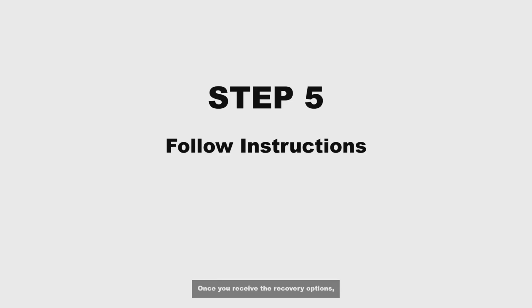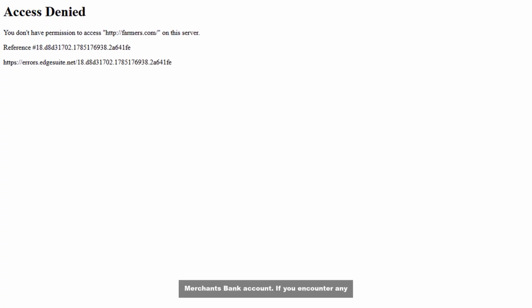Step 5. Follow instructions. Once you receive the recovery options, carefully follow the instructions provided by the customer service representative. This may involve resetting your password or updating your account information. After completing these steps, you should be able to regain access to your Farmers and Merchants bank account. If you encounter any issues, don't hesitate to reach out to customer service again for further assistance.